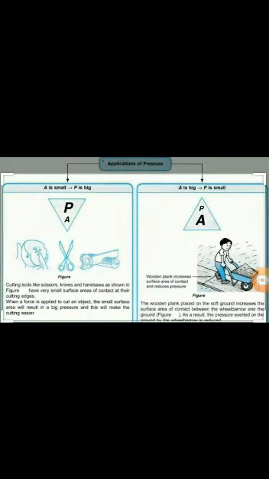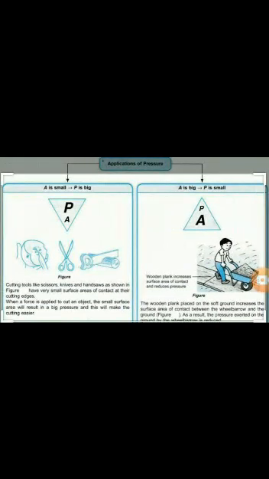First, cutting tools like scissors, knife, and hand saw. All of these have a small area of cross section. Due to the small area of cross section, they apply less force and higher pressure. They have a very small surface area of contact at their cutting edge. Students, if the cutting edge has a higher area of cross section, then it applies less pressure, and when applying less pressure, we need to apply more force.